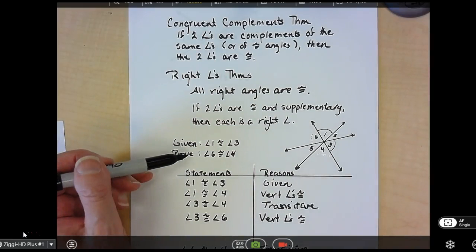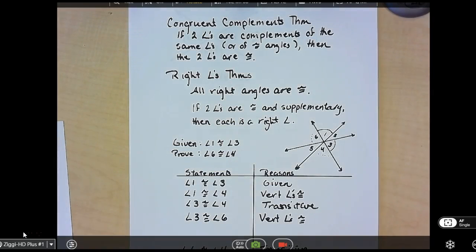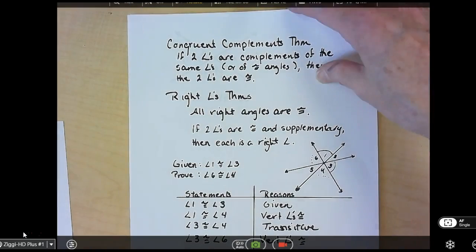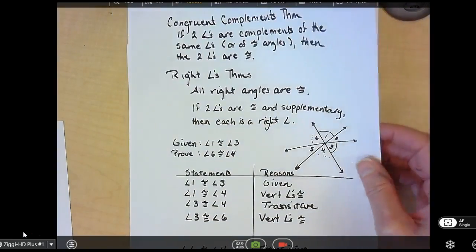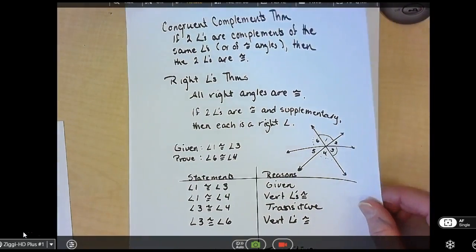So when you get down here to your proof, you don't write given with it. That only goes with your first statement. And you can then prove why that statement is true.